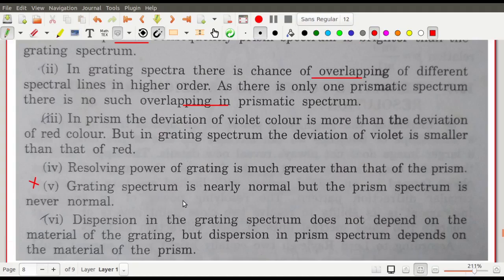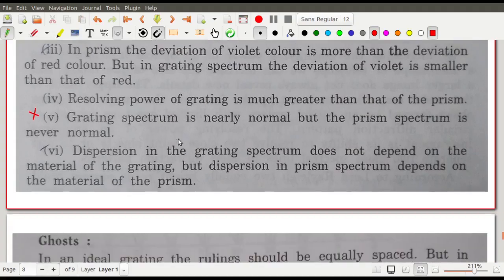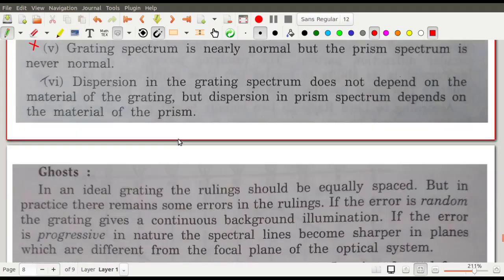Read these 5 points and it will be helpful for you. This number 5 is not needed, this is the normal spectrum that you will not understand over here. So normal means plane wave front and everything, okay? So this refers to the plane wave front, it is not needed, so this is confusing.